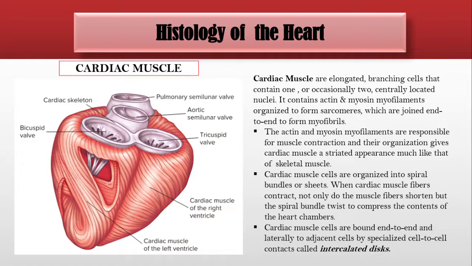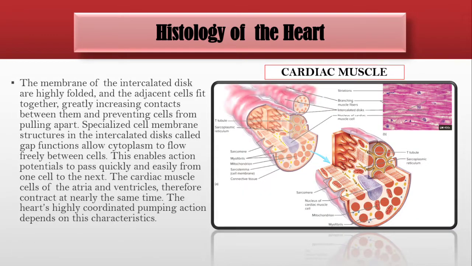Cardiac muscle cells are organized into spiral bundles or sheets. When cardiac muscle fibers contract, not only do the muscle fibers shorten, but the spiral bundles twist to compress the contents of the heart chambers. Cardiac muscle cells are bound end-to-end and laterally to adjacent cells by specialized cell-to-cell contacts called intercalated discs. So the membrane of the intercalated disc is highly folded and the adjacent cells fit together, greatly increasing contact between them and preventing cells from falling apart.